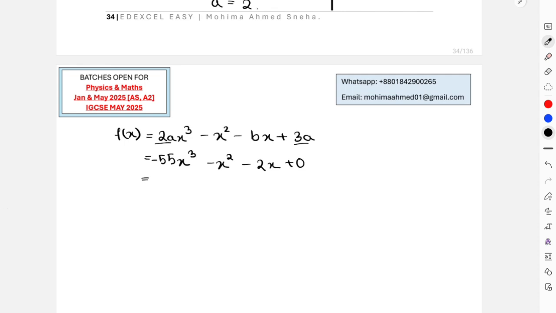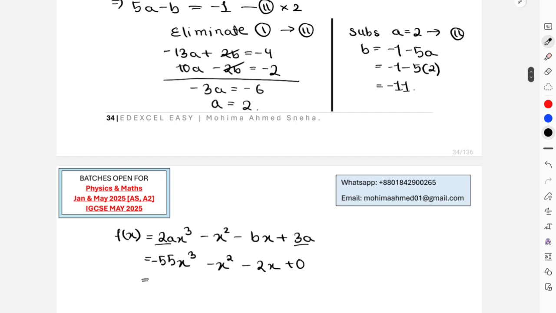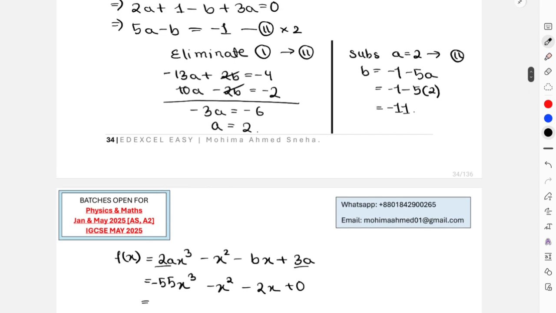Another thing for this particular question, over here you actually do not need to do entirely long division. You can actually middle term this easily without doing any long division. So for example, over here, wait, sorry, the value for a was 2 and b was minus 11, right?